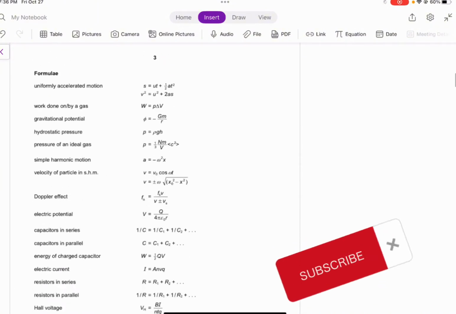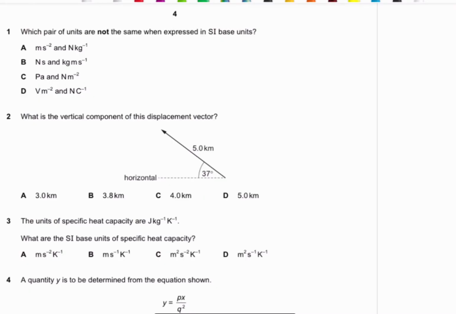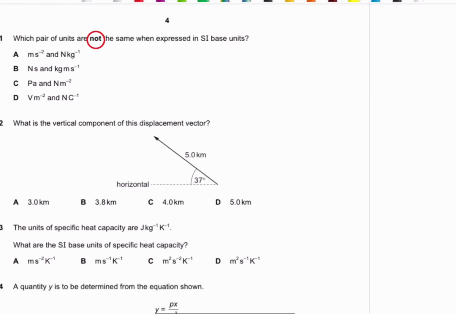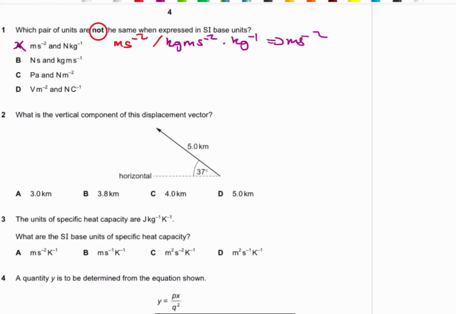Okay, so let's begin. So our keyword here is the word not, right? So let's first start with the first one. For the first one, it's ms to the power of -2. And for Newton per kg, Newton is actually kg ms to the power of -2 multiplied per kg. That would therefore be ms to the power of -2. So they are the same. It can't be A. Moving on to B.